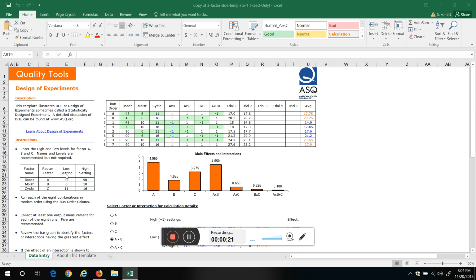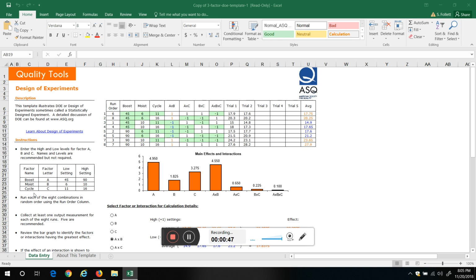It'd be 2 to the third. That's 2, 4, 8. 1, 2, 3, 4, 5, 6, 7, 8. So we got to do 8 experiments. In this case, they randomize the experiments so that we can spread the noise out. Say temperature is changing during the experiment. You want to spread that out and randomize that a bit. That's what this run order does.